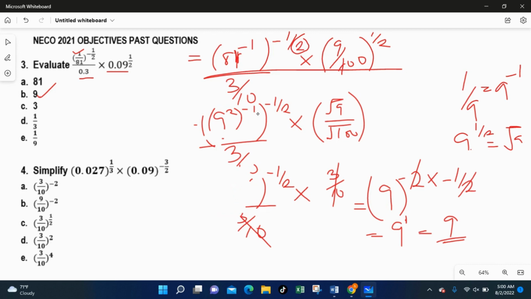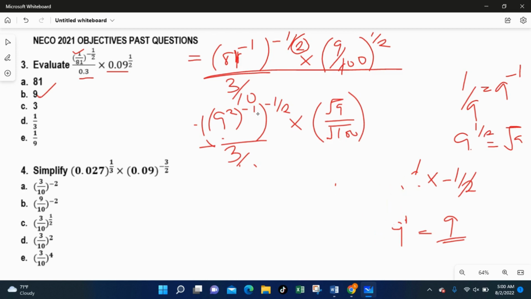Now, I haven't done this solution to question number 3, and I know you followed exactly how we'll solve it. We are going to go ahead now and look at how we'll solve question number 4.